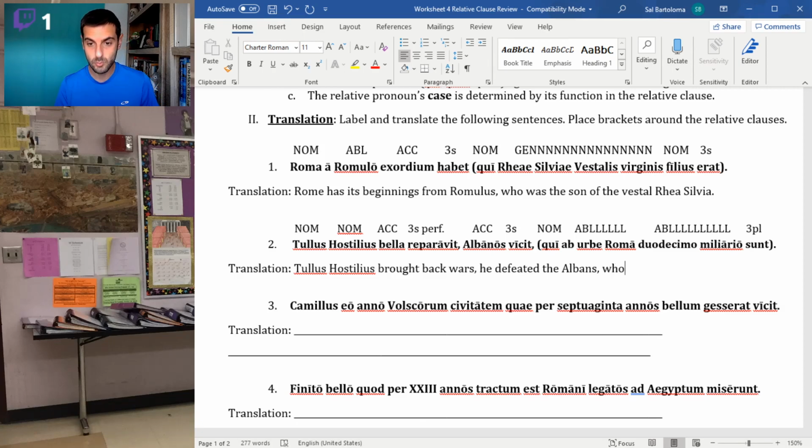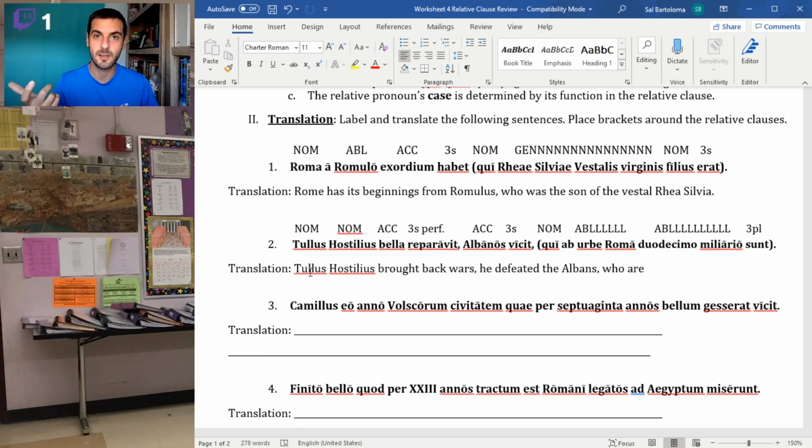The Albans who sunt ab urbe Roma, away from Rome, duodecimo miliario. Duodecimo miliario, a miliarius, or miliarium, might be neuter, is a milestone. And not in the colloquial English sense now of what a big milestone in your life. The reason those are called milestones is because in ancient Rome, there were actually stones that marked how many miles away you were from the city.